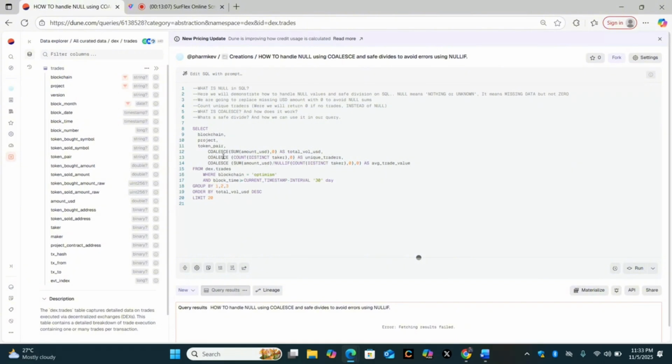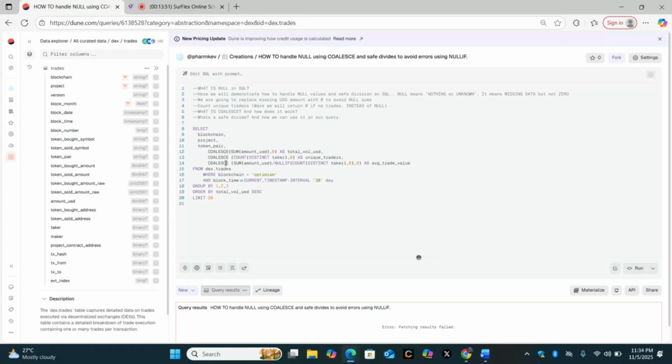So this COALESCE now, in case in that list of data there is a null value, remember I said null means nothing or unknown. It can also mean missing data, right? So once there is a null in a data set, it can affect the final result. So for it not to affect the final result, we add this COALESCE. Once it is counting the unique traders, if it finds any null in the list, it converts it to zero, so that there will not be any error.